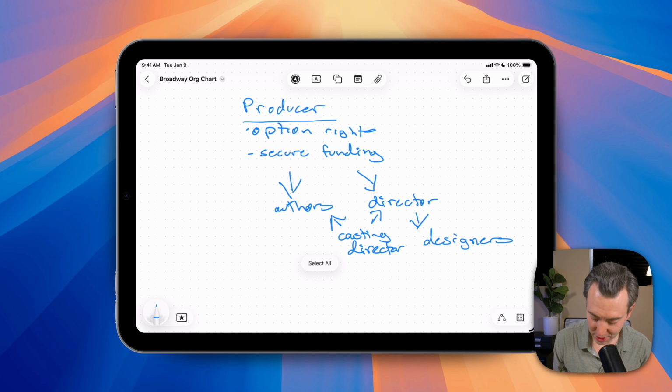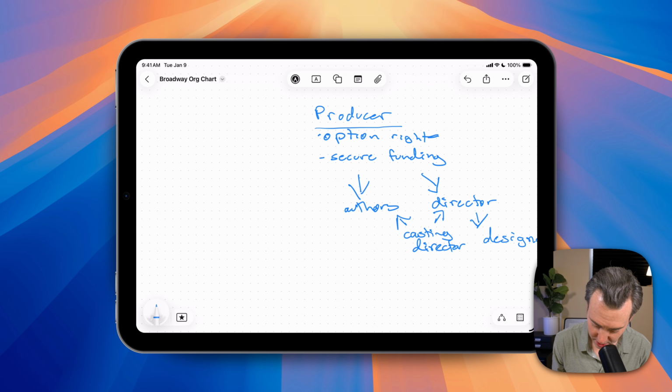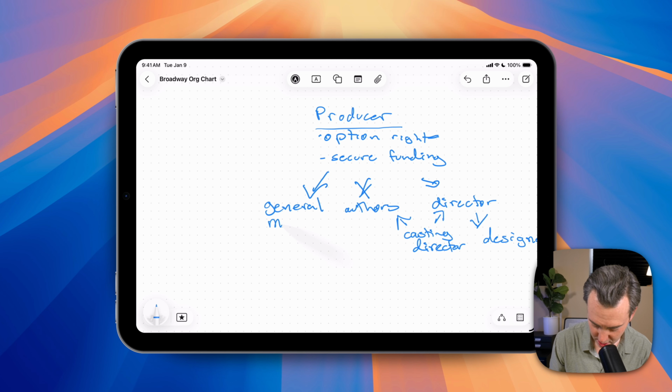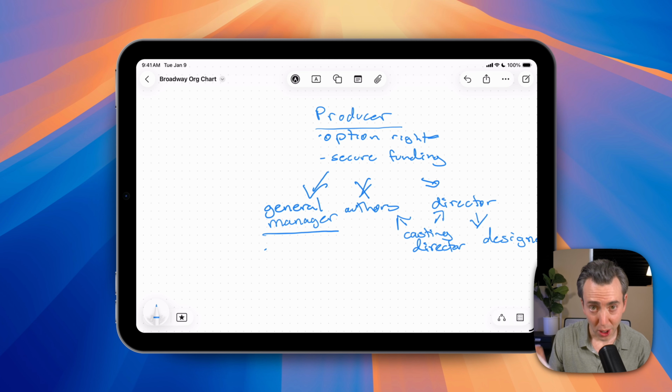Now that is on your creative side, but right over here, also reporting directly into the producer is your general manager. And your general manager also oversees a lot on a production, but they have three core job functions, three core elements of the show that they oversee.